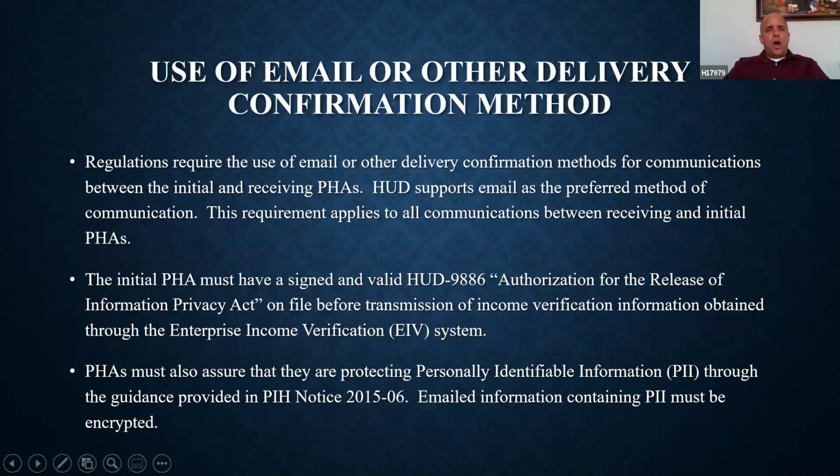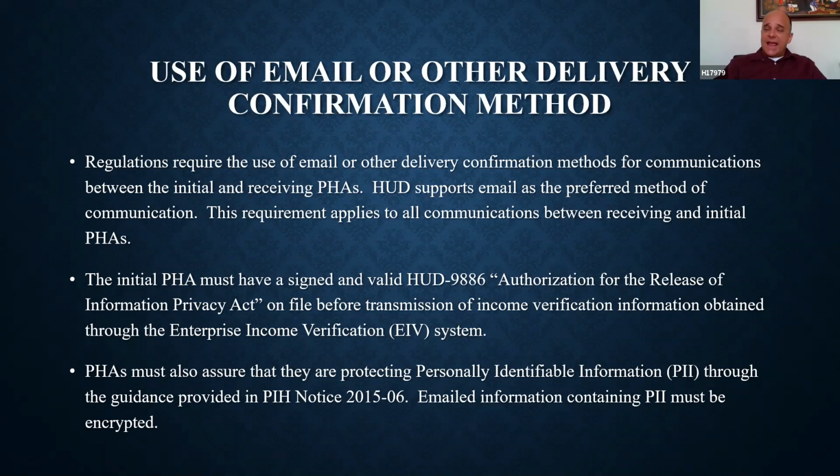So the regulations require that PHAs use some form of confirmed delivery method for communications in the portability process. This is for both the initial and receiving PHAs. Now, HUD supports the use of email as a preferred method of communication, but other methods may be used. The methods that I can think of mainly would be certified mail, which has become much less frequent over the last several years, and possibly fax receipts. These would be faxes that give the initial or receiving PHA a receipt that confirms that the fax was received.